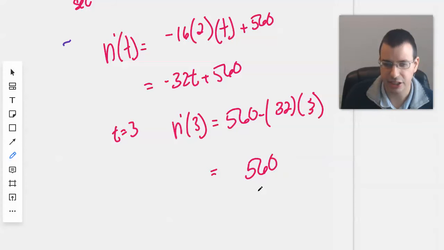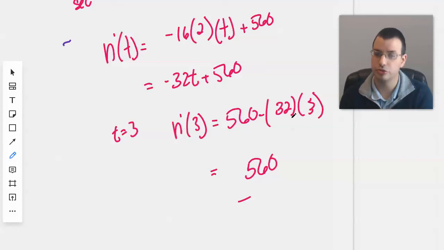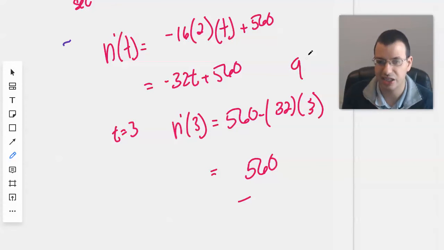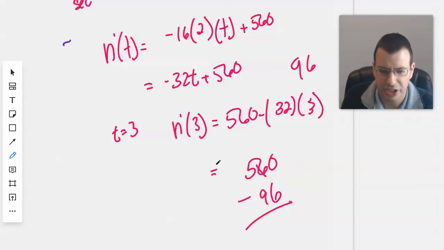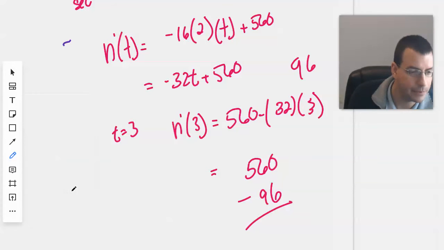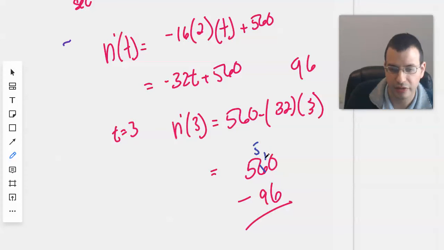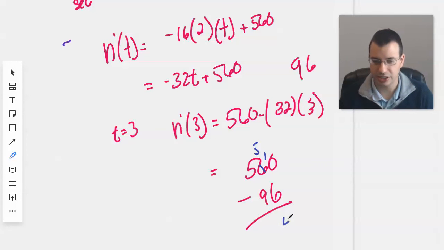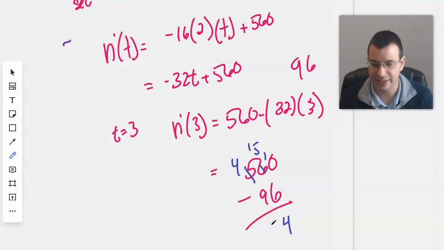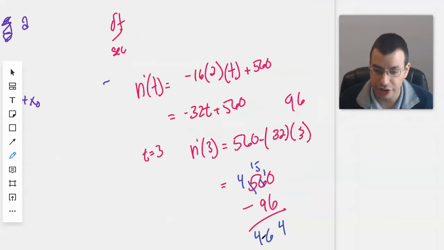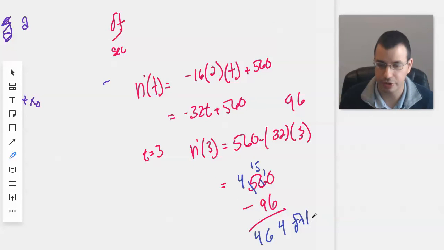So 560 minus 32 times 3. So we have 96. 3 times 3 is 9. 3 times 2, yep, 96. Carry the 1. 10 minus 6 is 4. Add 1 there, so we have 15. 15 minus 9 is 6. So 464. 464 feet per second.